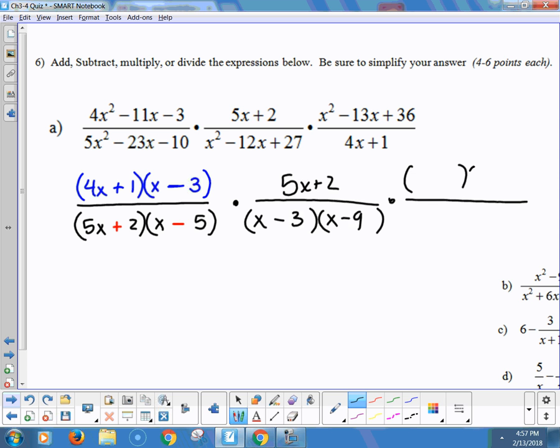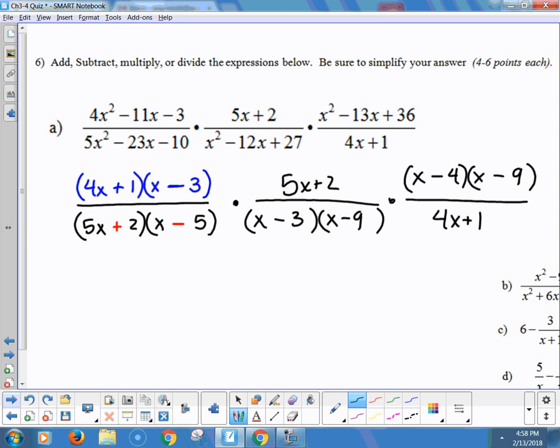Oh, things that multiply to 36. There are a lot of choices. It turns out that 9 times 4 multiplies to 36 and adds to 13. 4x plus 1. So everything is all factored up and ready to go.